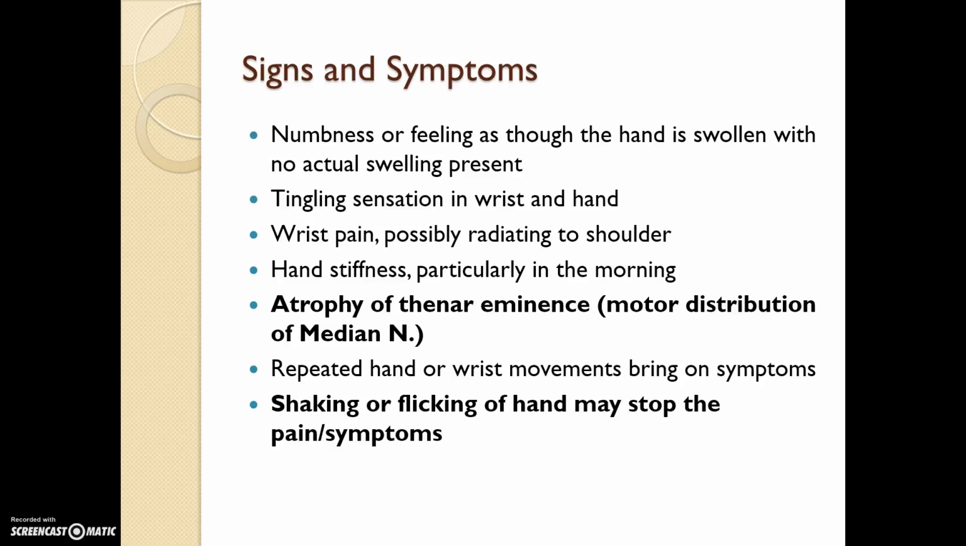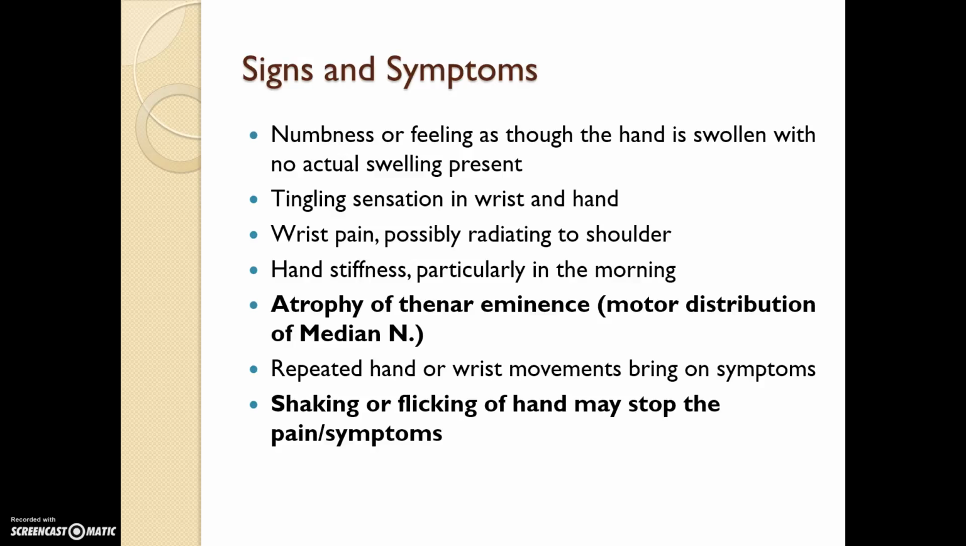The signs and symptoms of carpal tunnel syndrome include numbness or feeling as though the hand is swollen, with no actual swelling present. There can be a tingling sensation in the wrist and hand. There can be wrist pain that may or may not radiate to the shoulder. There can be hand stiffness in the morning.